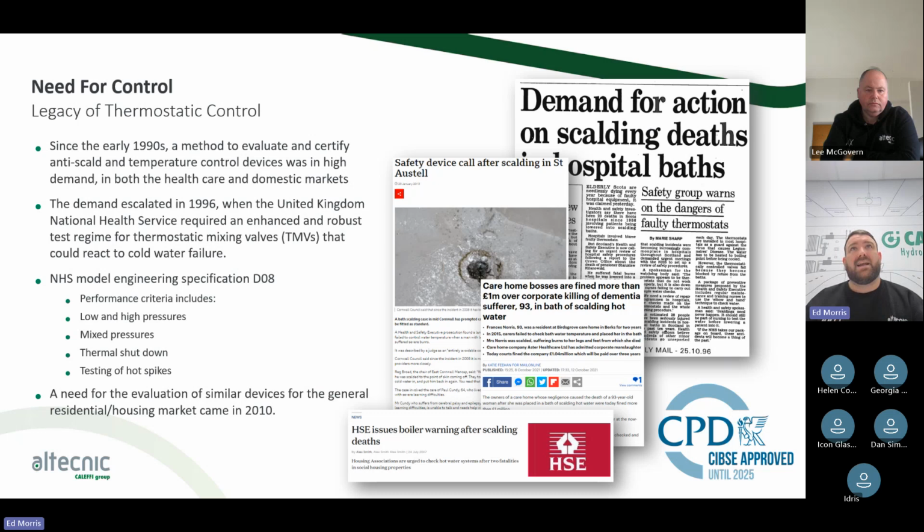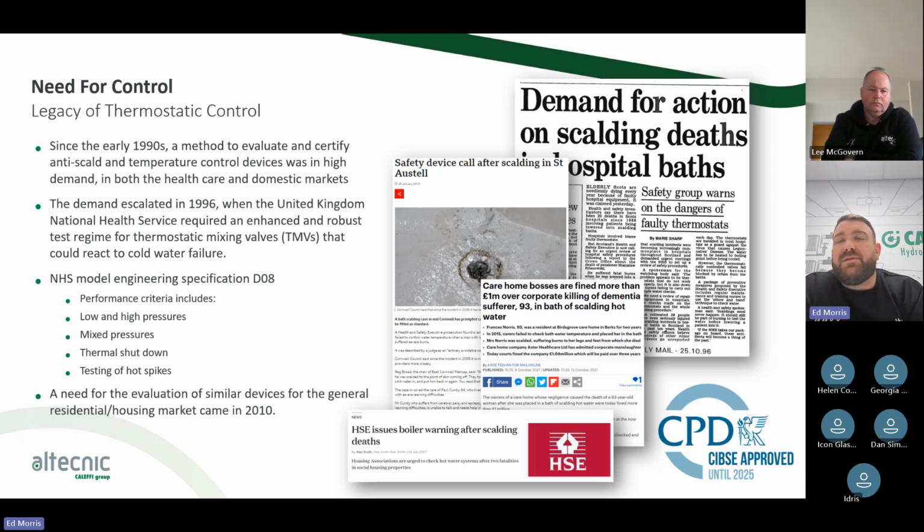This demand escalated in the late 90s when the United Kingdom National Health Service, or the NHS, required an enhanced and robust test regime for thermostatic mixing valves, or TMVs, that could react to cold water failure. The NHS model engineered specific D08 performance criteria, including low and high pressures, mixed pressures, thermal shutdowns, testing of hot spikes, and a need to evaluate similar devices for a general residential housing market came in 2010. So it was all very much driven by the NHS.